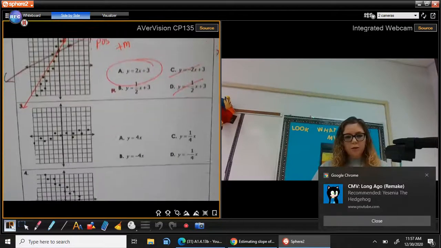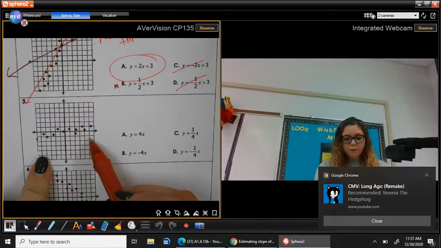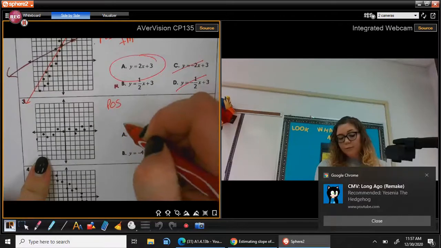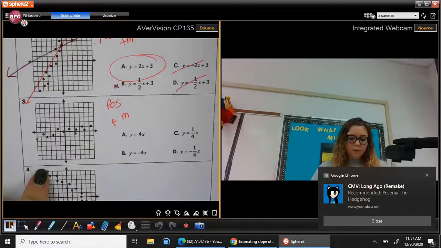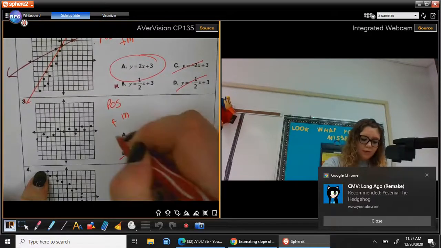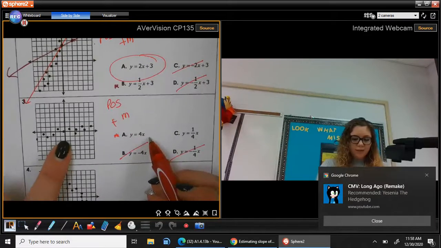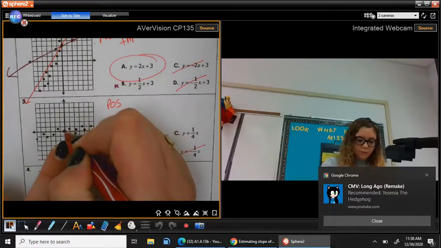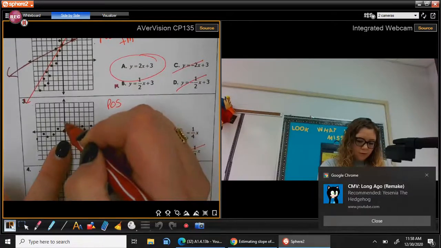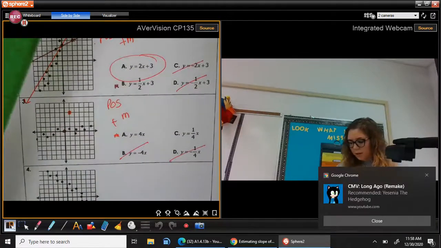Okay, let's do number 3 together. Again, what kind of relationship does this have? Positive. So what kind of slope am I going to have? Positive slope. Okay, I'll mark out all my negatives, and now I'm going to graph A. Okay, I don't have a y-intercept here. Okay, it is 0, so plot my y-intercept at 0, up 4 over 1. Okay, connect my dots.